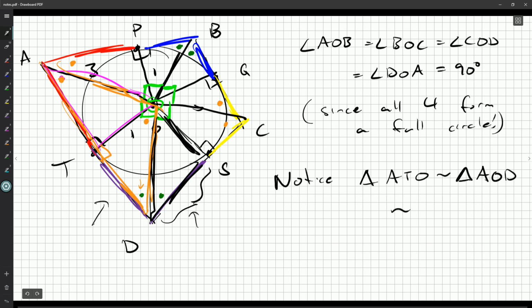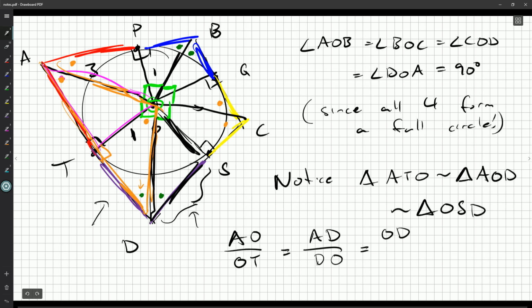So the orange dot is up at the O, so OSD. So that means that what? AO, which I know is 3, over OT, which I know is 1, is to AD over DO is to OD over, this is 3, this is 1, over SD, which is what we want.